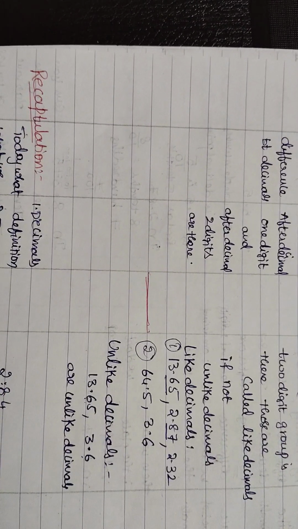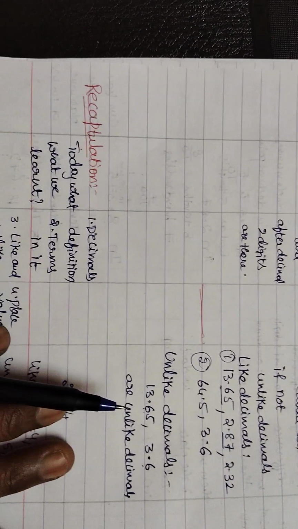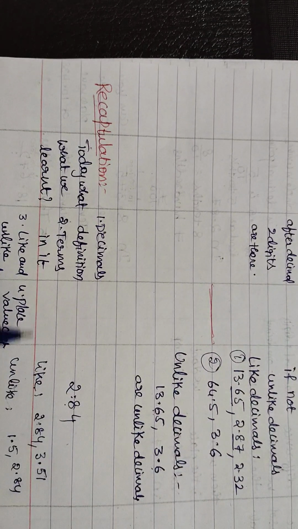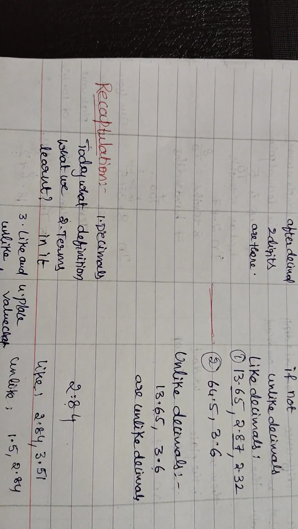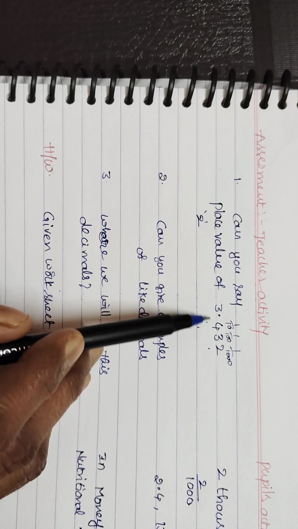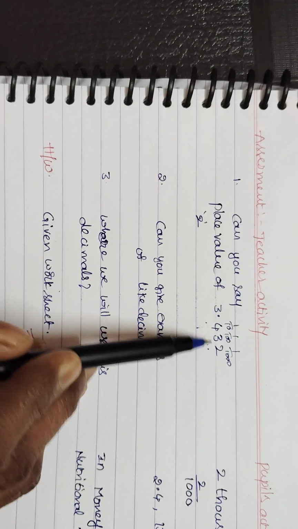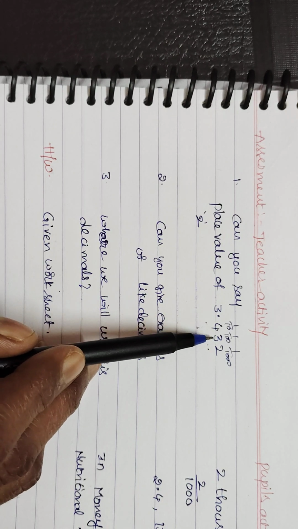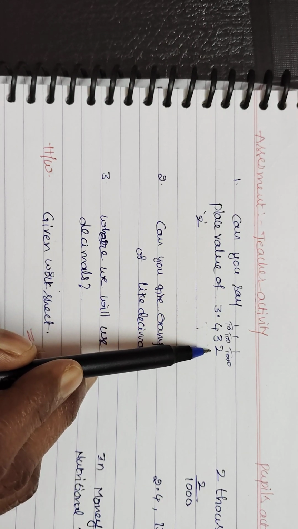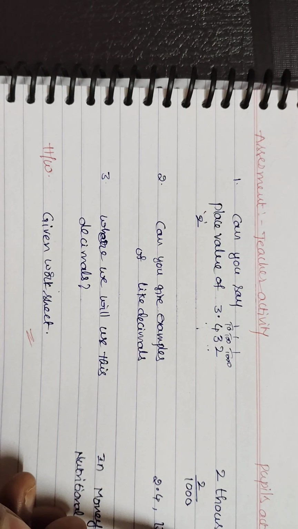So dear students, today what we have learned: the definition of decimals, terms in it, like and unlike decimals, and the place value chart. Can you say, in 3.432, what is the place value of 2: 10th place, 100th place, 1000th place? So the value of 2 is 2 thousandths.